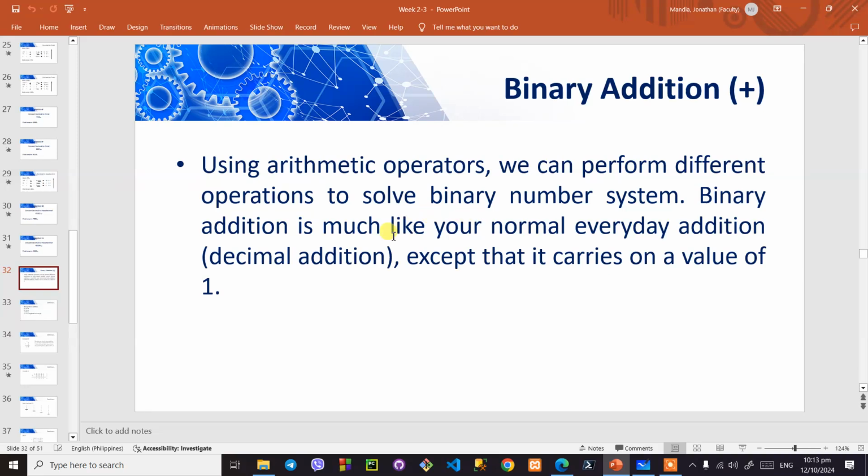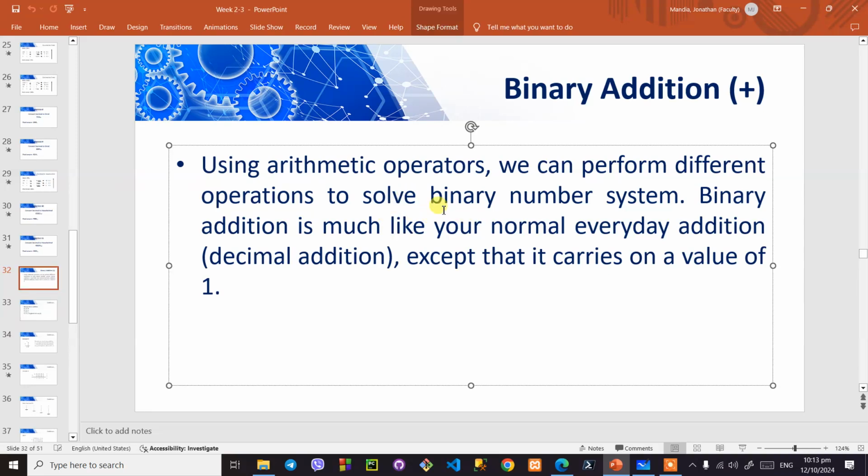Okay, so let's get started. In binary, on our previous discussion, you know already how to convert binary to decimal because we will be needing it in this discussion. On our previous weeks of discussion, we discussed how to convert binary to decimal, decimal to hexadecimal, or vice versa, and octal to decimal and vice versa.